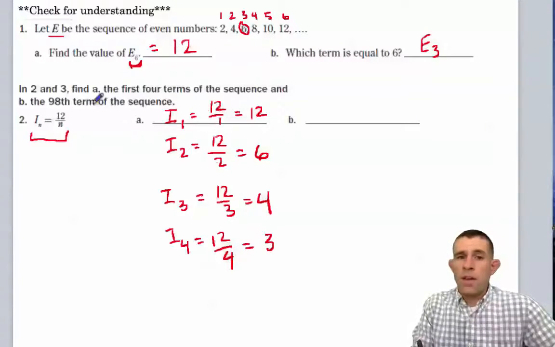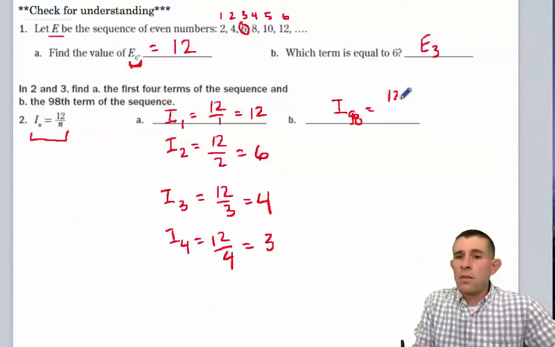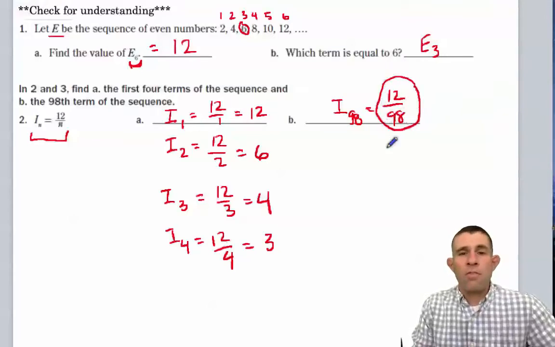And then finally, the 98th term is I sub 98, which is equal to 12 divided by 98. And we'll just keep it as that fraction right there.